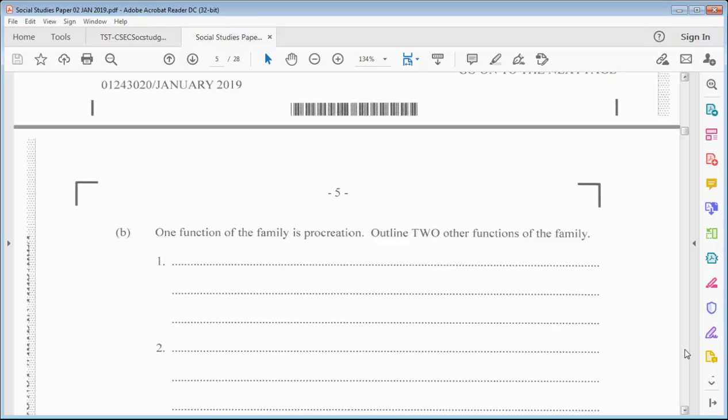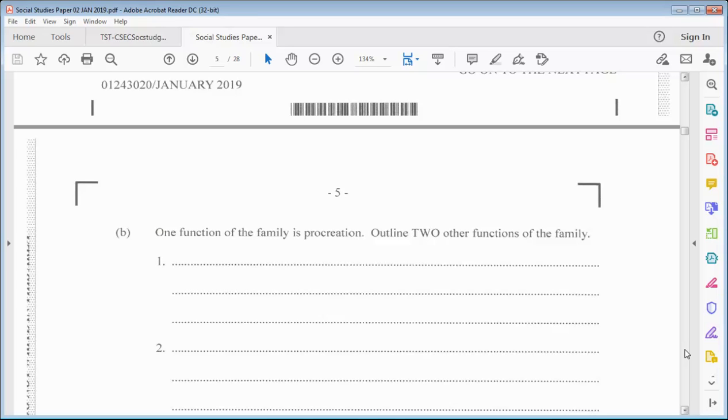Let's look at the third function of the family, as we mentioned, satisfy economic needs. And when we mention economic, we mean the financial needs. So parents would work to receive an income or earn money in order to care for the needs of the children, basic needs such as food, clothing, and shelter, as well as caring for their educational needs.